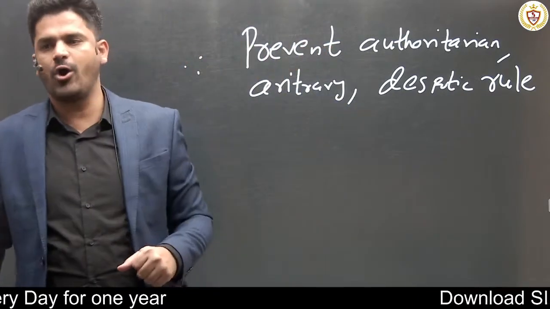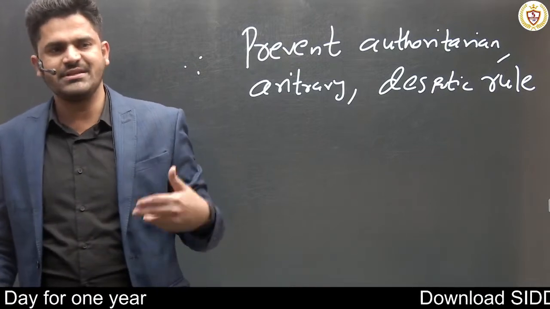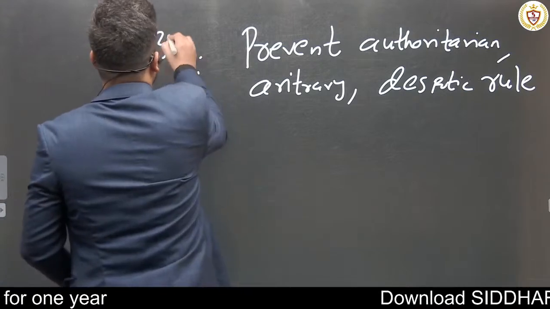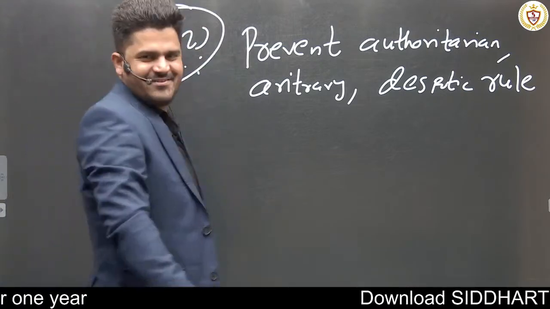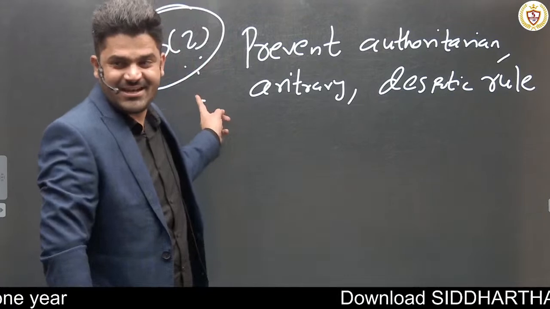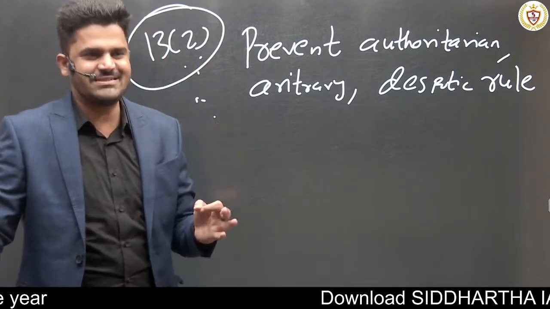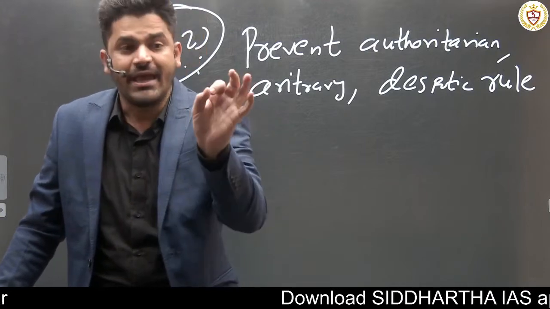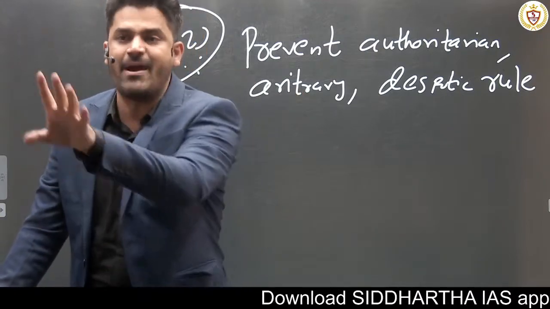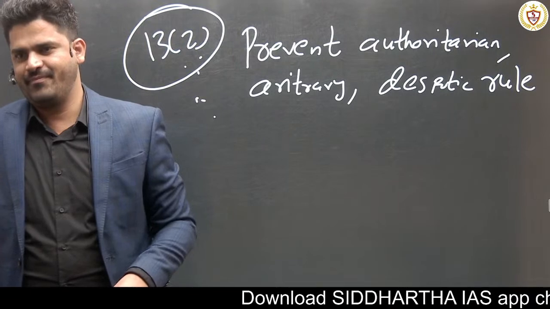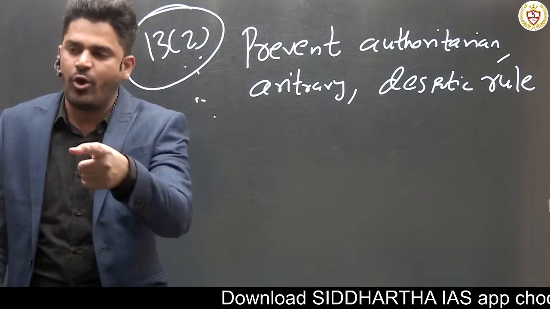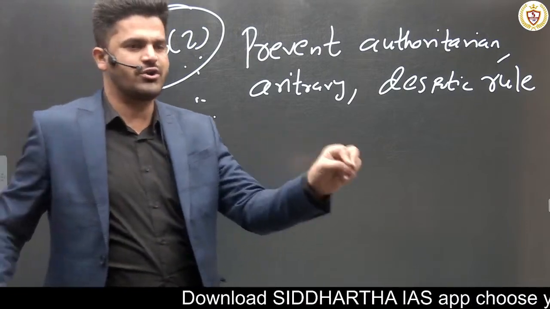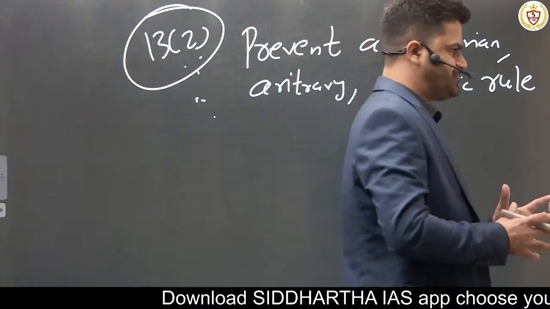Powers of parliament are limited, along with other factors, by fundamental rights. Parliament cannot make any law that takes away or abrogates any of the fundamental rights. That is what is written in Article 13 Clause 2. State shall not make any law that takes away or abrogates any of the rights conferred by Part 3. And any law made in contravention of this rule shall be, to the extent of such contravention, null and void.